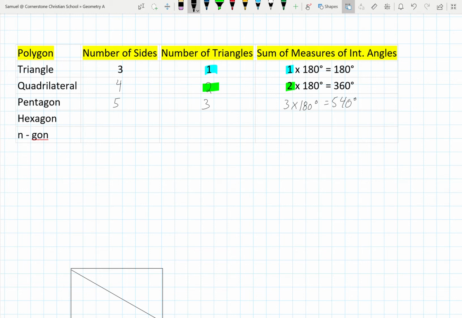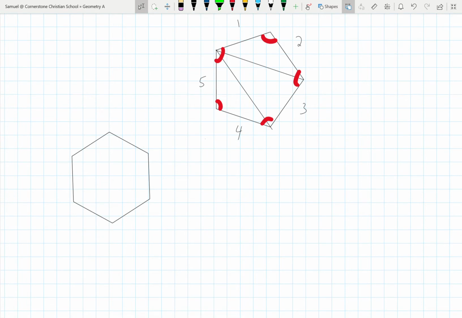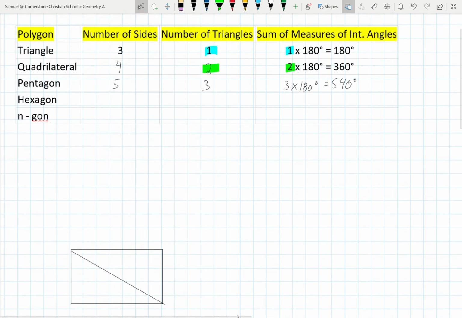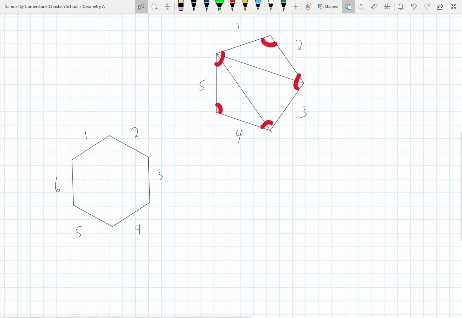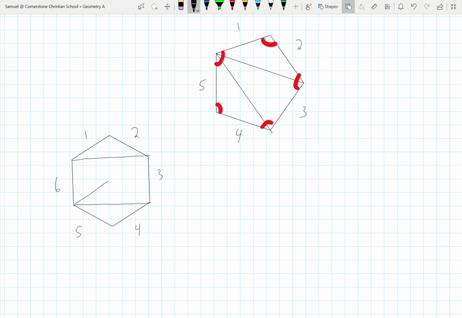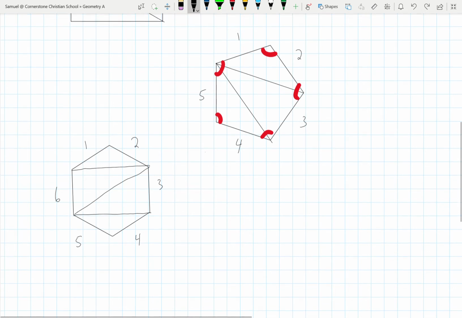Last one that we're going to draw is a hexagon. We know that a hexagon has 6 sides: 1, 2, 3, 4, 5, and 6. 6 sides for a hexagon. How many triangles? This time I'll just try to freehand it a little bit. So there's one. There's another. And if I cut that one there, I would have 4 triangles. 4 triangles come out of this hexagon.